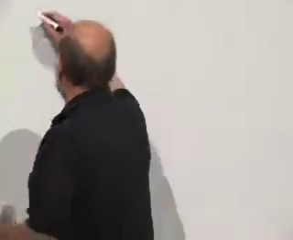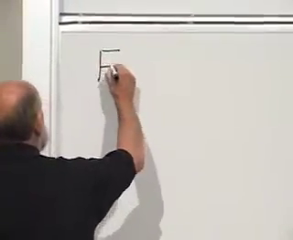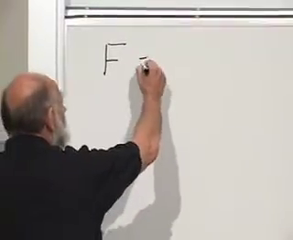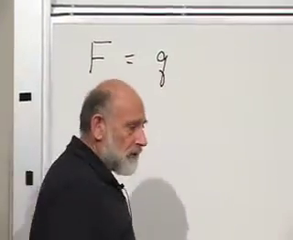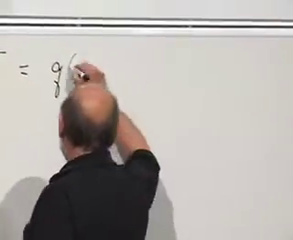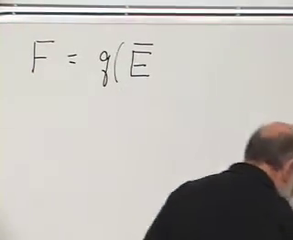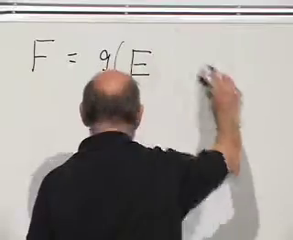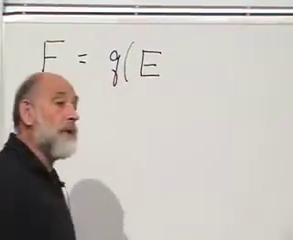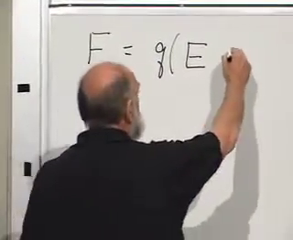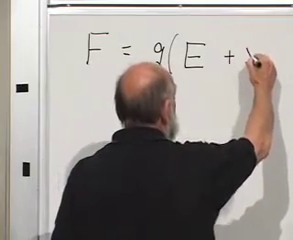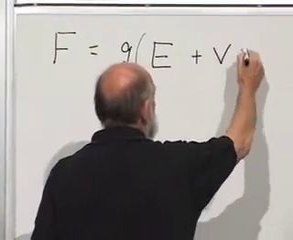The basic equation is that the force on a charged particle, F, is equal to the electric charge of the charged particle. Why is that there? That's there because if the particle wasn't charged, if it didn't have any charge, there would be no force on it. And then that gets multiplied by the electric field, plus something that depends on the magnetic field. And the thing that depends on the magnetic field is the cross product of the velocity with the magnetic field.